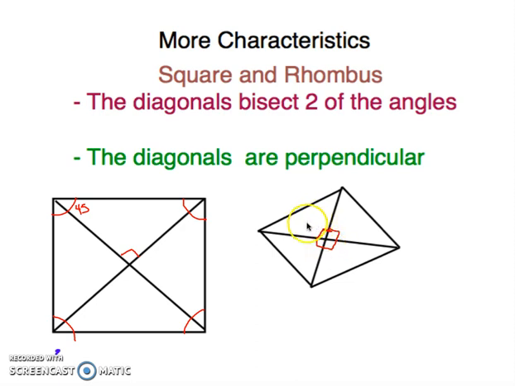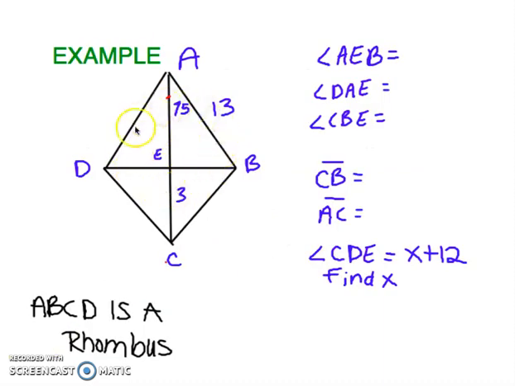Then the diagonals also bisect the corners, which means these are congruent and these are congruent. So all four of these angles, this, and this, would all be the same. And then these angles are also congruent. So we could draw those in as well. So now let's take a look at this rhombus right here.